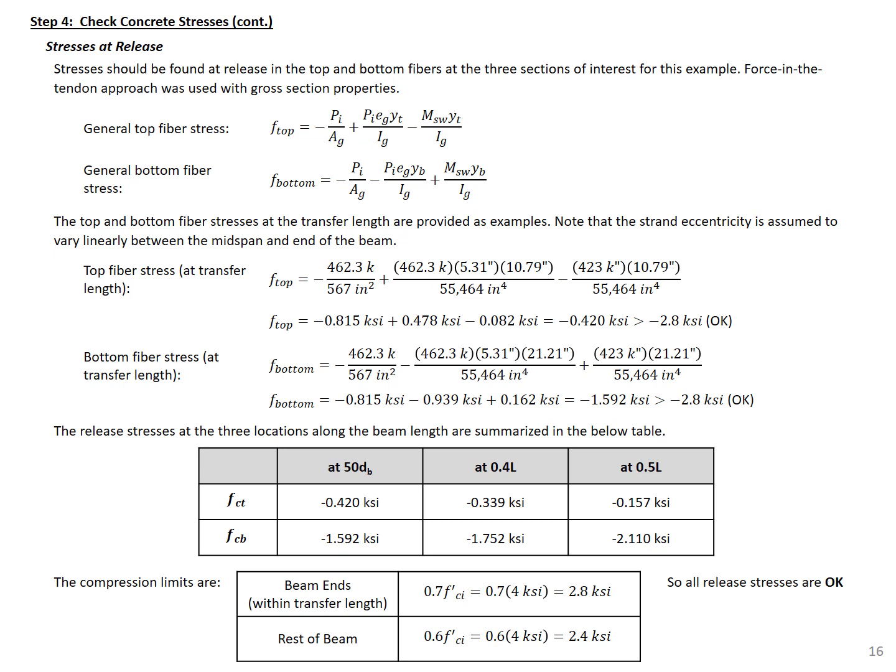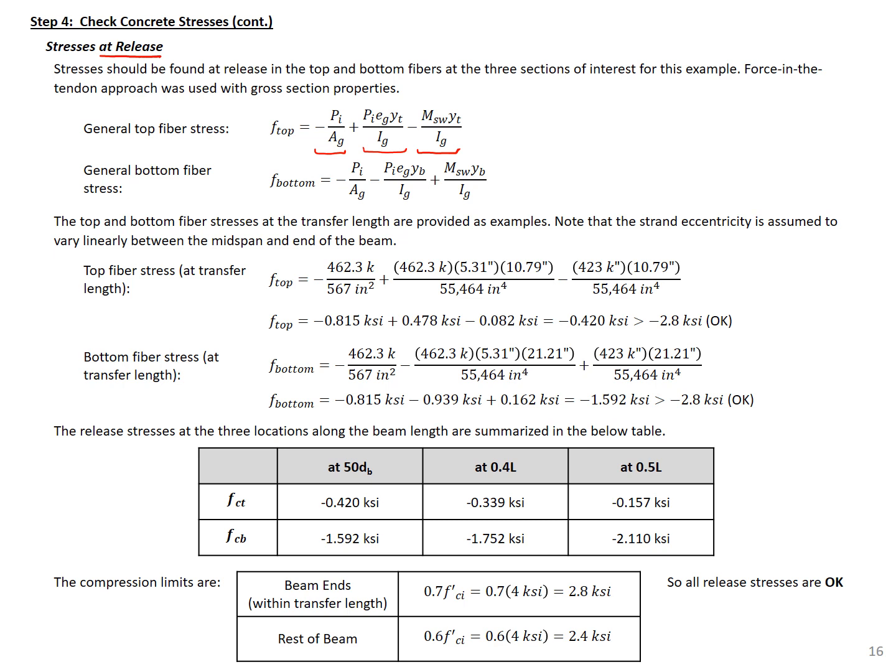So we're now ready to check our stresses. We're going to start by checking our stresses at release. We're going to use the force in the tendon approach, and we're going to use gross section properties. You can see here some of the general top fiber and bottom fiber stress expressions. We have our P over A component for our prestressing, the P E Y over I component, which takes into account the flexural stresses developed by the eccentricity of our strands. And then we have an M Y over I component taking into account the flexural stresses from our externally applied moments.